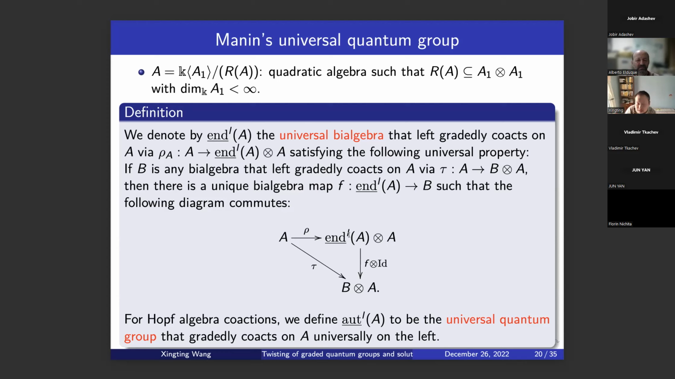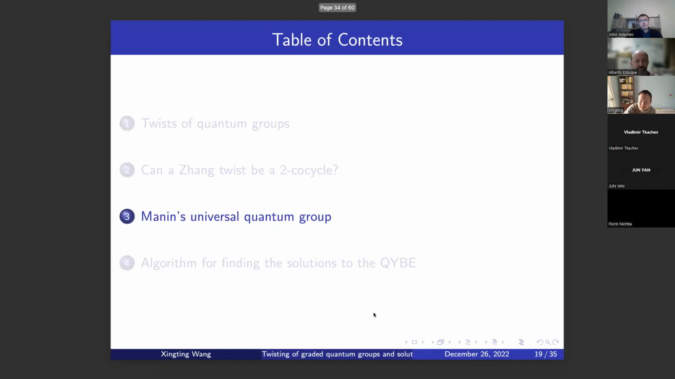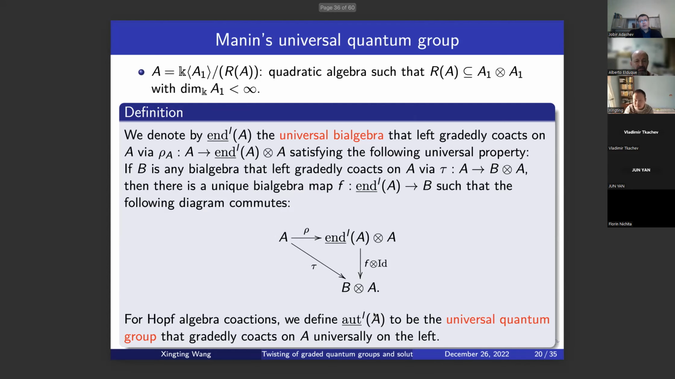As I said, the coaction means comodule, and the multiplication is also respected by the comodule structure. And being the biggest one means that if you have any other bialgebra B coacting on A, then there is a unique bialgebra map factoring through this universal one. Now this defines the so-called universal bialgebra. If you require all the coactions by Hopf algebras, you get Manin's quantum groups, which we denote by aut(A). We consider them as the biggest non-classical, quantum symmetry groups of A.